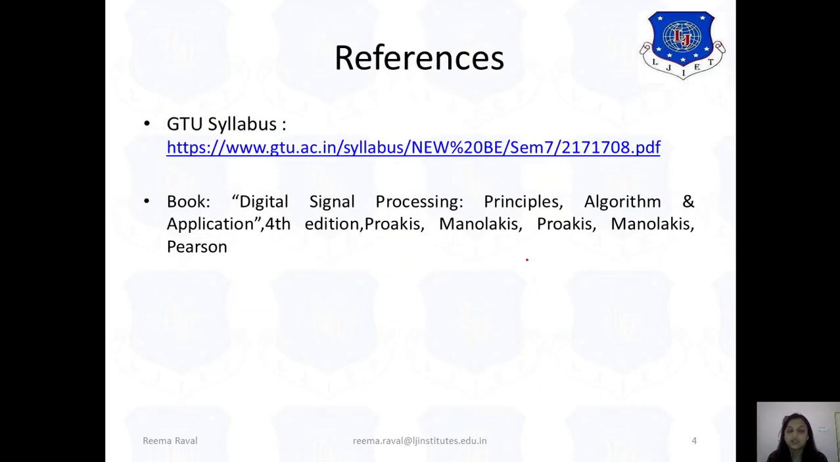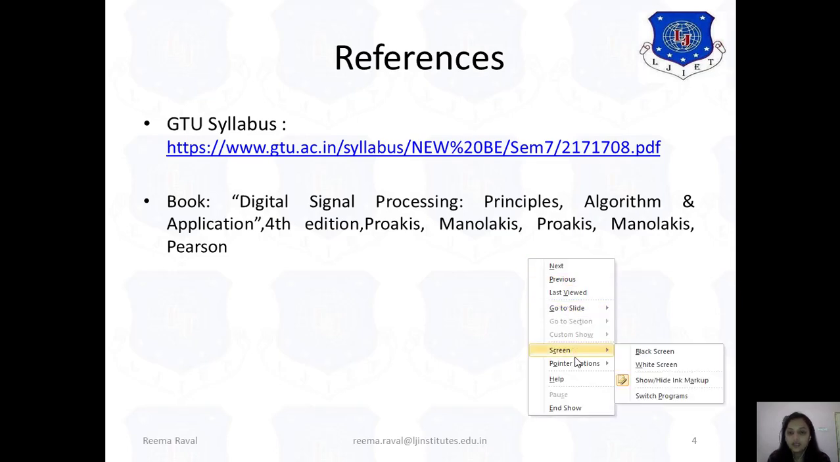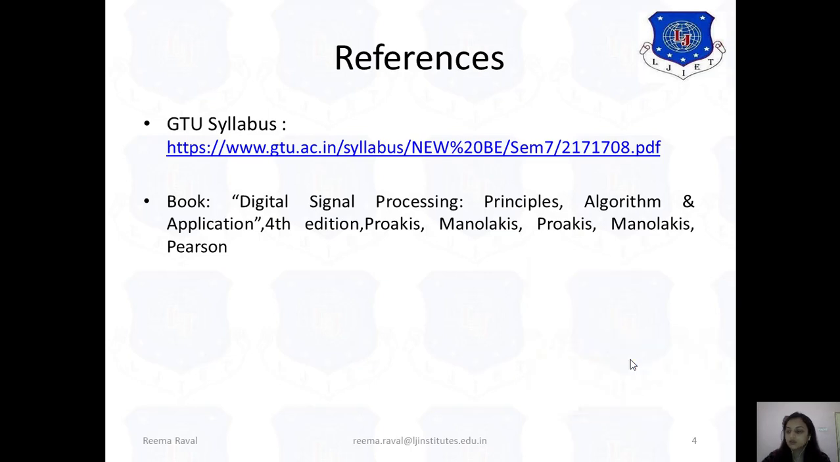These are the references. The first one is the GTU syllabus. Strictly follow the syllabus with the code 2171708. Okay, your DSP subject code for this is 2171708. Okay, you can refer to this book as well: Digital Signal Processing, Principles, Algorithms and Applications by Pearson Publication. You can refer to other books as well which are mentioned in your GTU syllabus. That may be helpful to you.